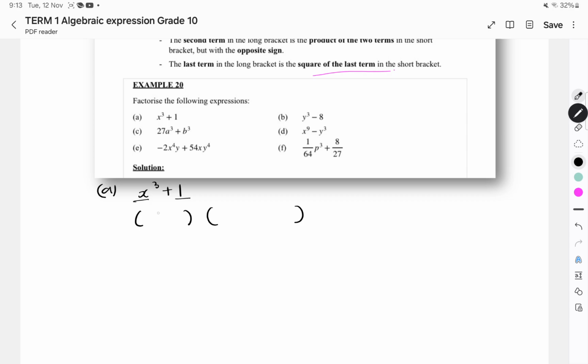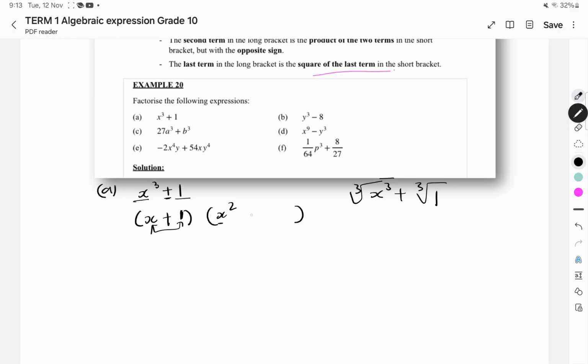On the shorter bracket, we put the cube root of whatever my question is. Cube root of x cubed, this will be x. Then we keep the sign, plus, cube root of 1. It is going to be 1. Are we clear? Now for this one, I square this one, so this will be x squared. You square the first one, okay? Then when you come here, you multiply these two for the second term.